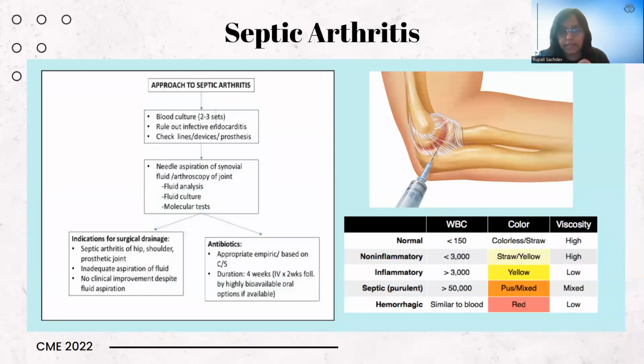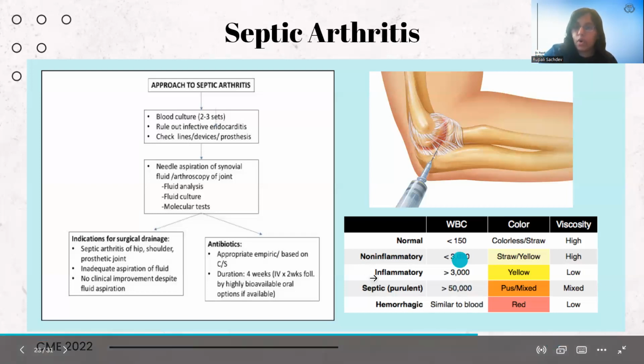You have to rule out infective endocarditis, and you have to check if there are any implants or prosthetics and devices that have been put into the body. You aspirate the synovial fluid and you do 3 things. You do a fluid analysis, you do a fluid culture, and you do molecular tests. What you're trying to look for are definitive signs of infection in those fluids.